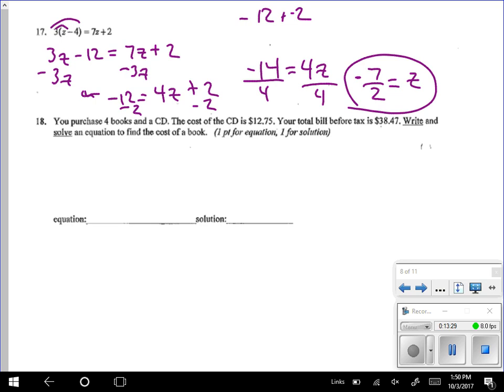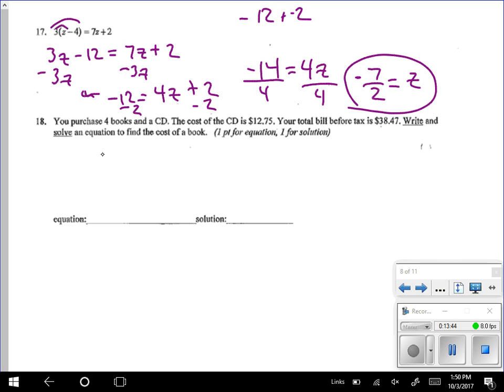Okay, 18. You purchased 4 books and a CD. The cost of the CD is $12.75. Your total bill before tax is $38.47. Write and solve an equation to find the cost of the books. You get a point for the equation and a point for the solution.